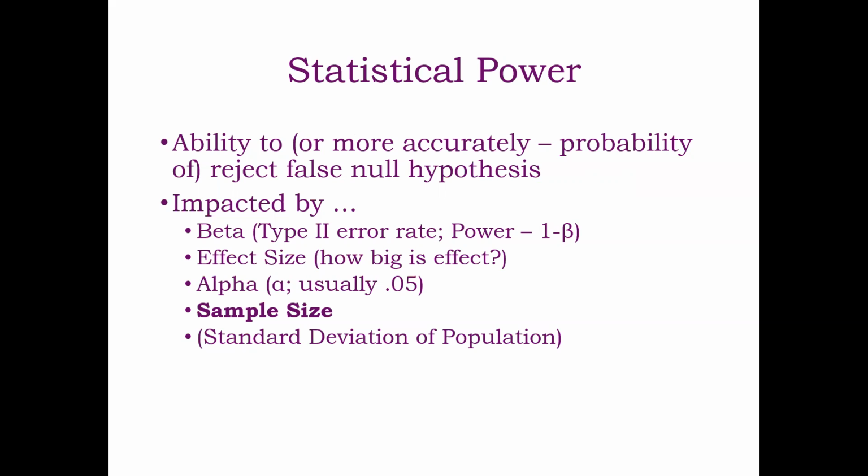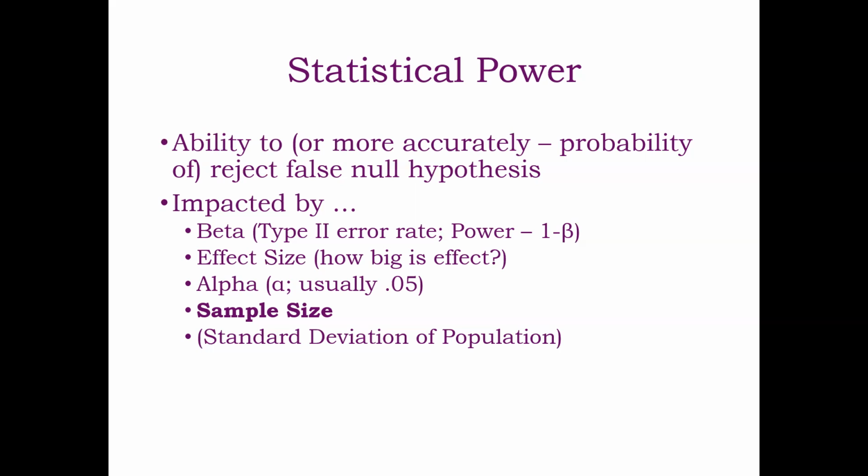Your sample size: the larger the sample size, the greater your power. And then the standard deviation of the population. The smaller the standard deviation, the greater your power, because remember that standard deviation is in the denominator. So the smaller it is, the higher the value of your obtained Z or T or whatever.